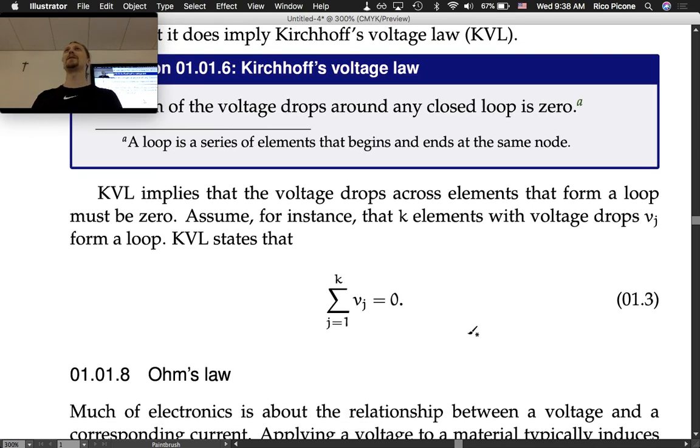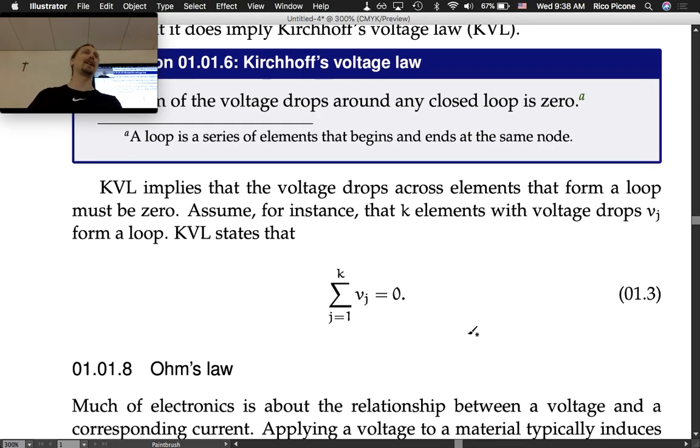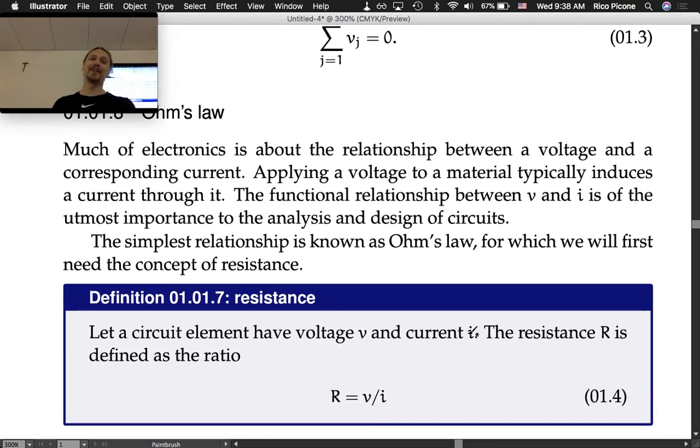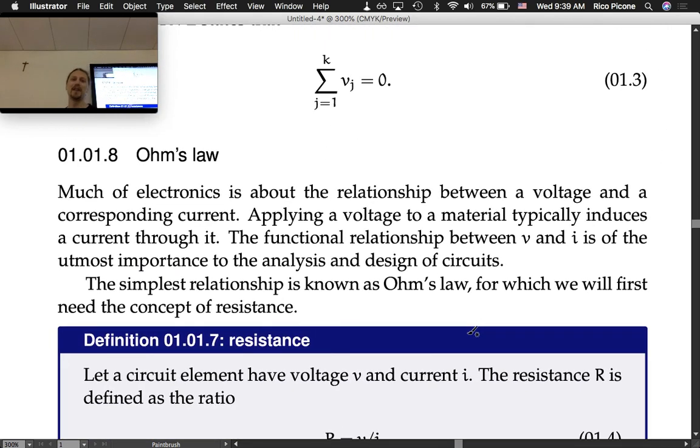These are what you guys have been using probably in your circuit analysis so far. Ohm's law is the other thing you guys have been using. Much of electronics is about the relationship between a voltage and a corresponding current. Applying a voltage to a material typically induces a current through it. The functional relationship between the voltage and current is of the utmost importance to the analysis and design of circuits.